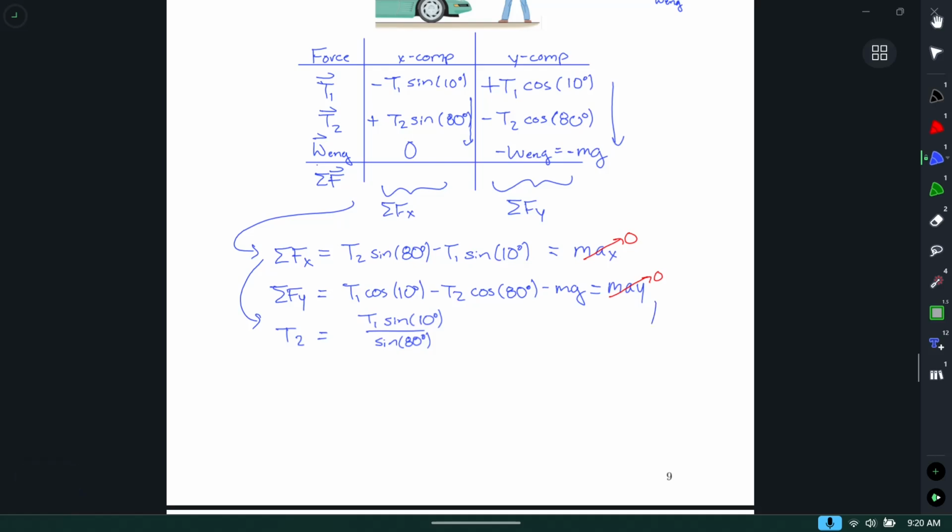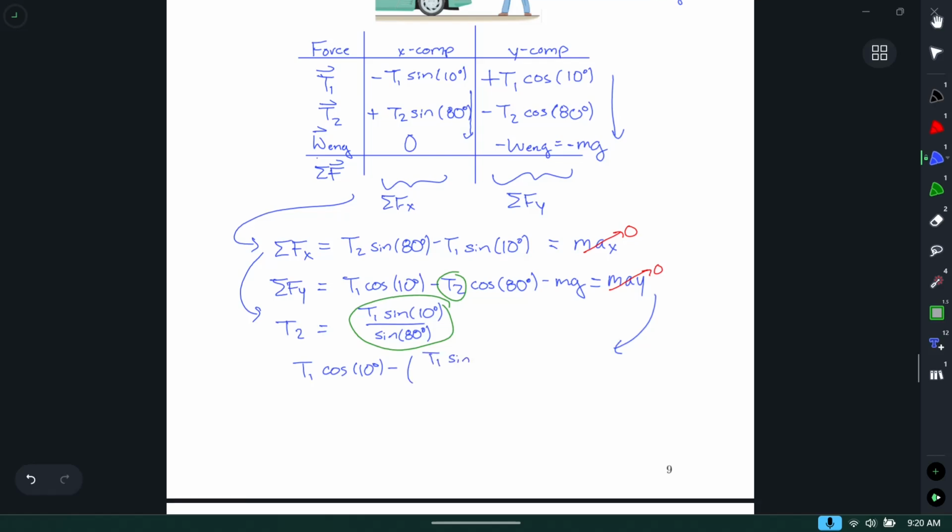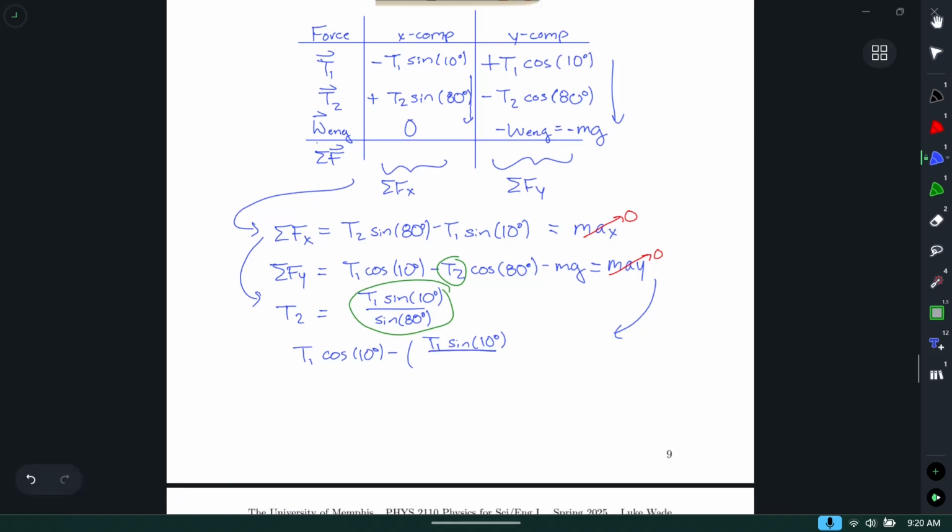I'll then put that in the second equation. So I'll take all this stuff and put it in for T2. So we've got T1 cosine 10 minus T1 sine 10 over sine 80. That's still just T2. We multiply that by cosine 80, and then minus mg equals 0. And then we have to solve this equation for T1.